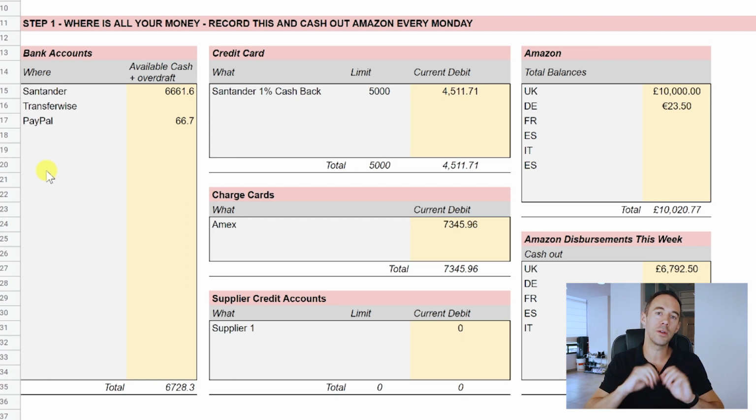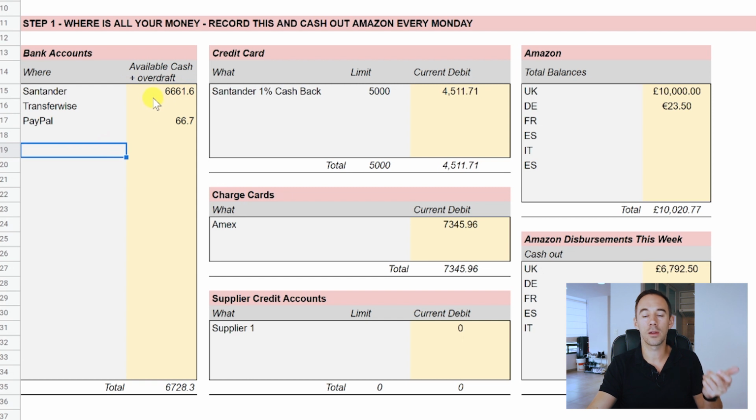I'm going to log into every single one of my bank accounts, Santander, TransferWise, PayPal, and I'm going to record how much money is in cash in that bank account. And if it has an overdraft, I'll add that overdraft into the statement as well. So for example, here, say it's got 6,061, I might say I've got a £1,000 overdraft and 5,661 in the bank. Cool, so total 6,061. So I'm just going to record all the money and available cash in the bank accounts.